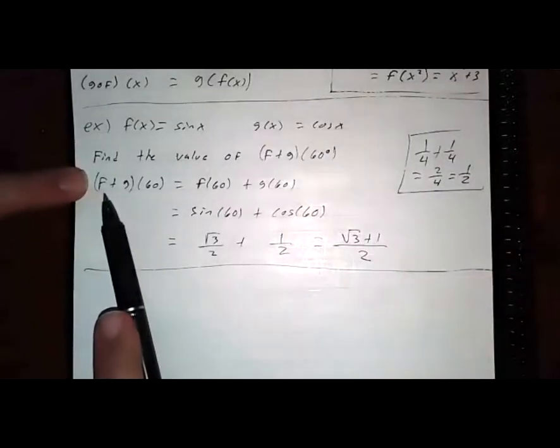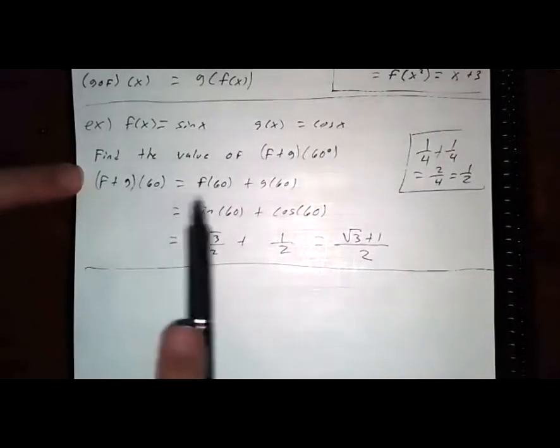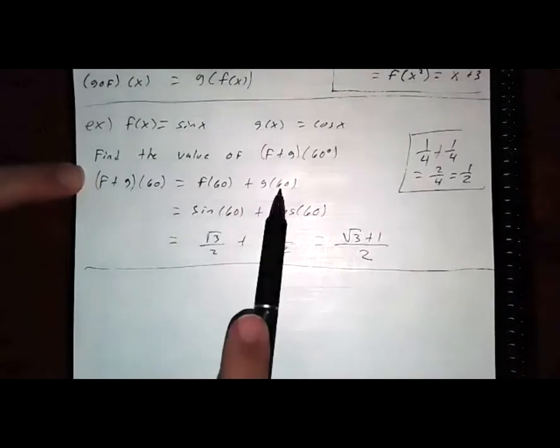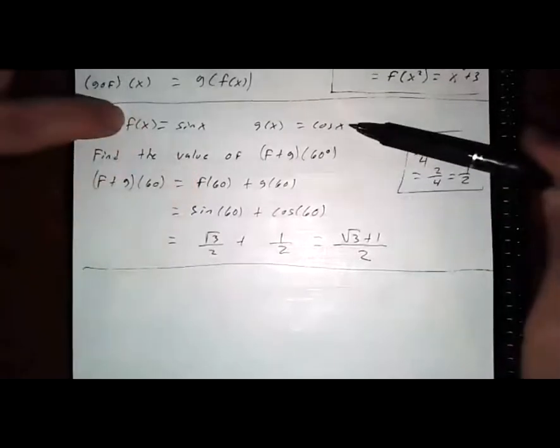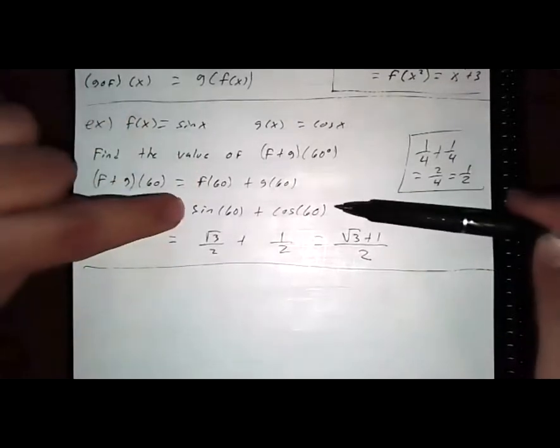When they write something like this, f of g of 60, you need to know that you're separating it. Okay. And once you've separated, then you should know what is f and g. Well, they told you at the beginning. So you just put them in here.